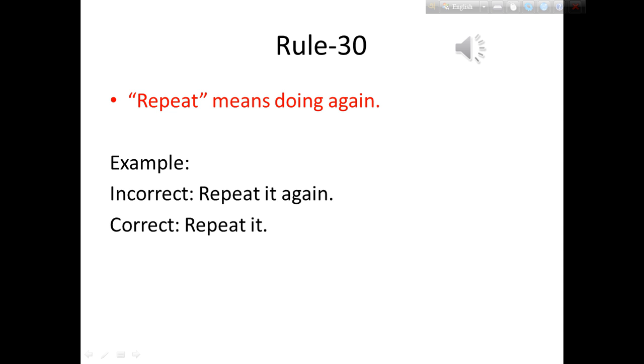Repeat it again. We have used a very simple sentence here, and maybe most of us use this sentence in our everyday life. I have to mention that it is an incorrect sentence, because repeat means doing again. So the word again is unnecessary. According to the rule, the correct sentence will be: repeat it. Say simply repeat it.